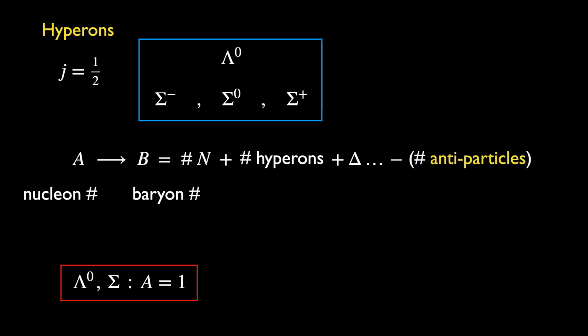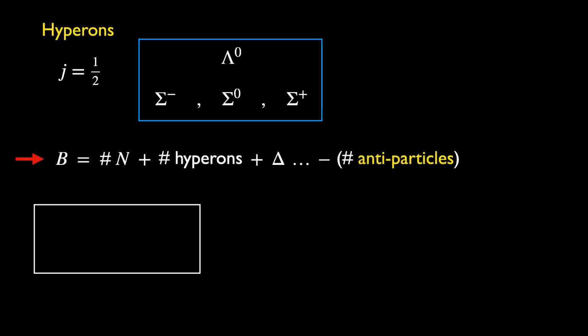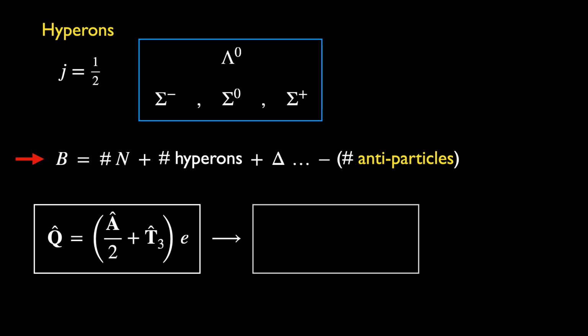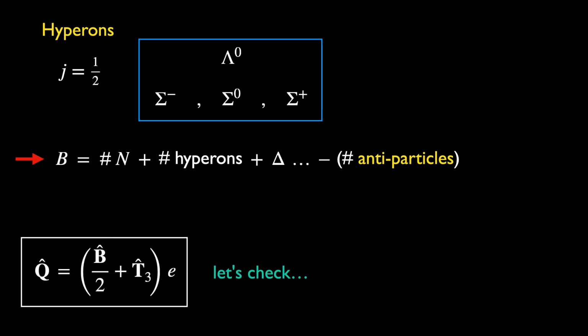An additional point we need to emphasize is that, for their antiparticles, we need to include an extra minus sign. An antiparticle is identical in every way to its particle counterpart, except for this minus sign. Our charge formula should also be modified. Does this formula still hold in light of all these new particles? Let's check.